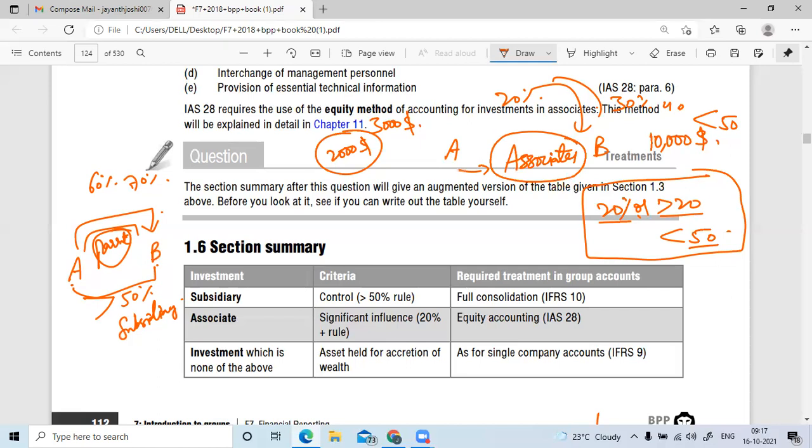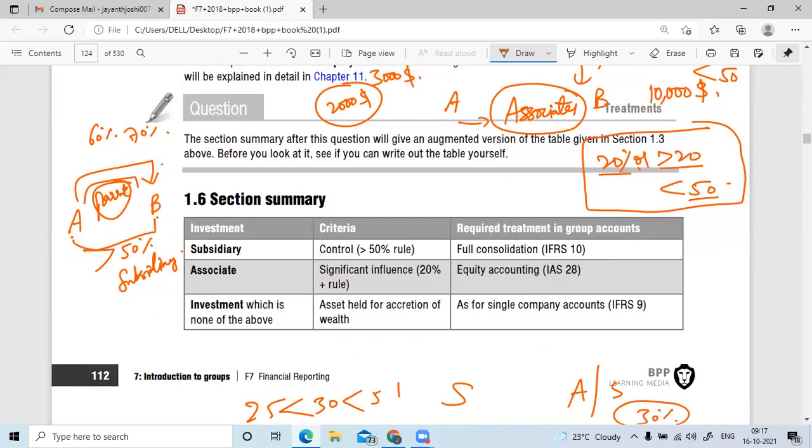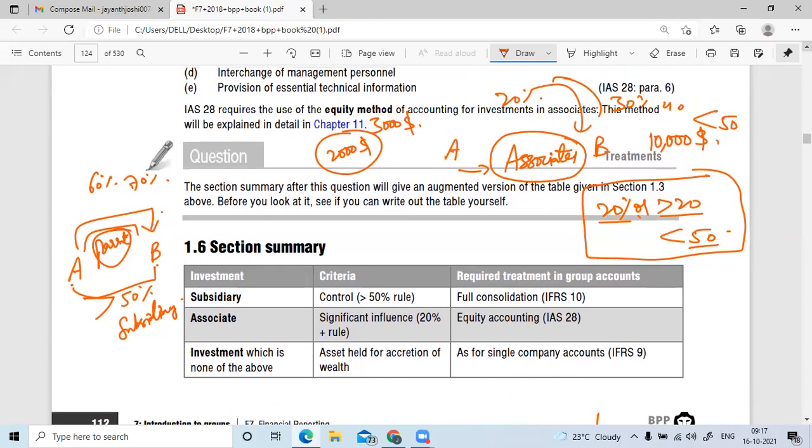Very simple. Here B is called an associate. Both are associates to each other. Associate means no one has control over each other. Here A has control over B, so A is parent. But here, A is not controlling B, and B is not controlling A. Yes, but some power A would have, because A is an investor.